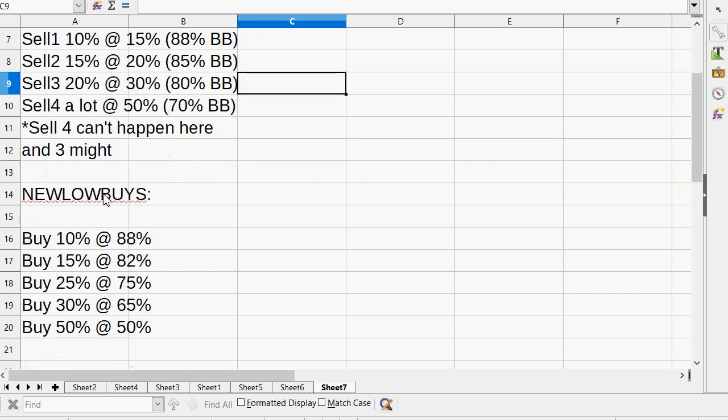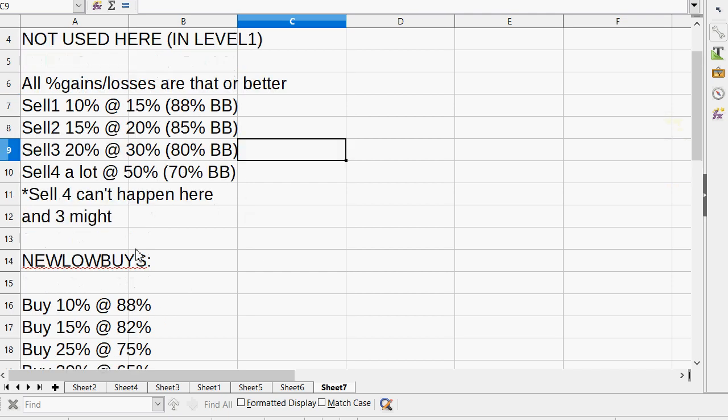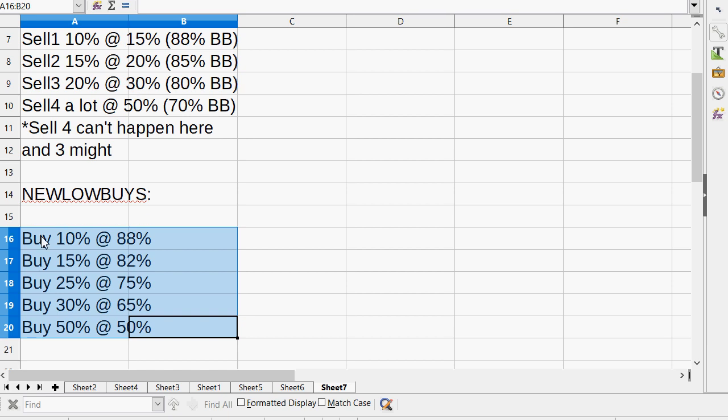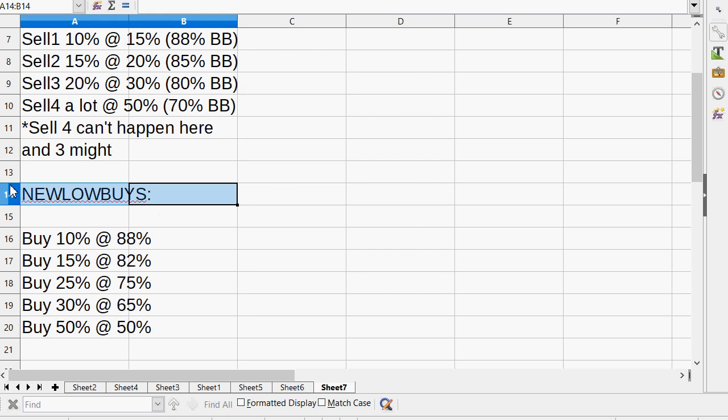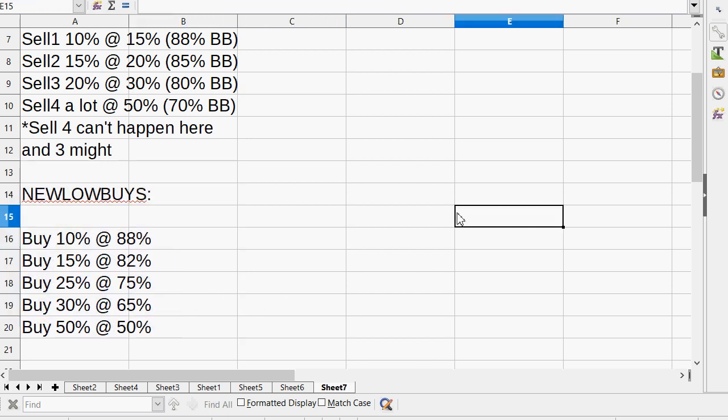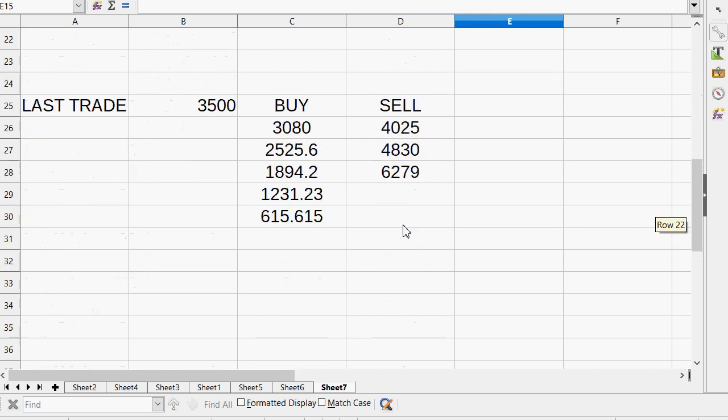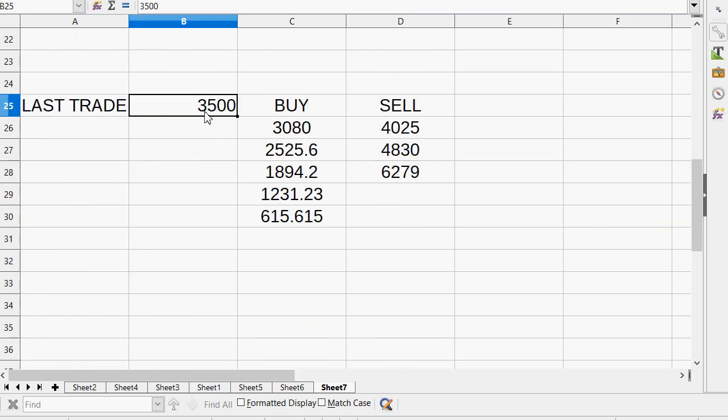So for new low buys. Now, why a new low buys? Because you're always going to do buy orders. So you're never going to be entering these types of buys unless you're out of buy orders. And at the early stages, that's going to happen. And also, you would make new buys. No, never mind, throw that out. Yeah, so this would only happen when you have new buys. So therefore, this is what I'm going to be using.